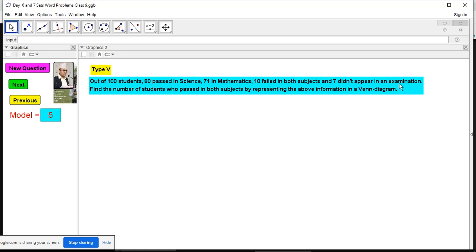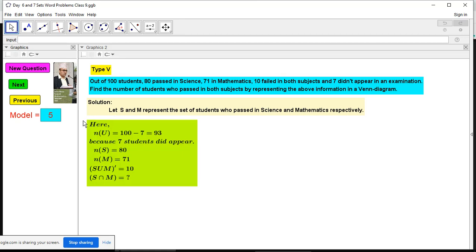So out of 100 students, 7 did not appear in the examination, which means they are out of the complement. So our universal set may be less than 100, because here is the relation of students passing and failing. Those who appear in the examination will pass or fail. But if they are not appearing, then they will not be counted within our set or the universal set. So this is the important part here, students. Next step, I have written here S and M, that is the first letter of science and the first letter of mathematics, to represent the sets.